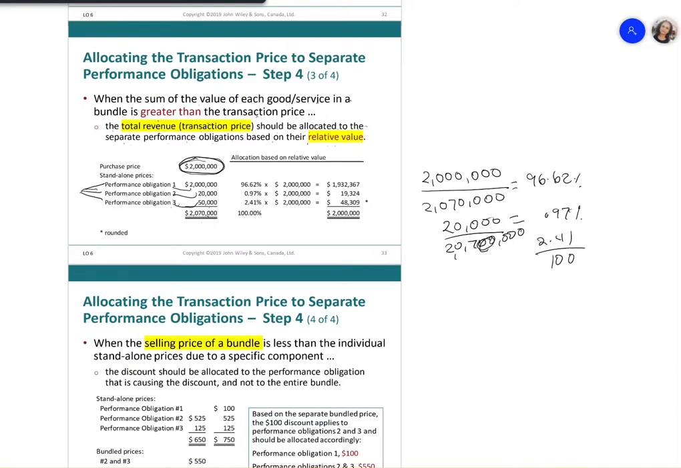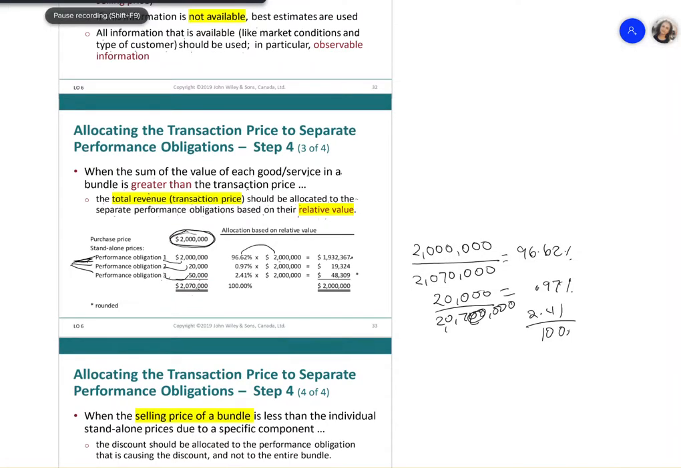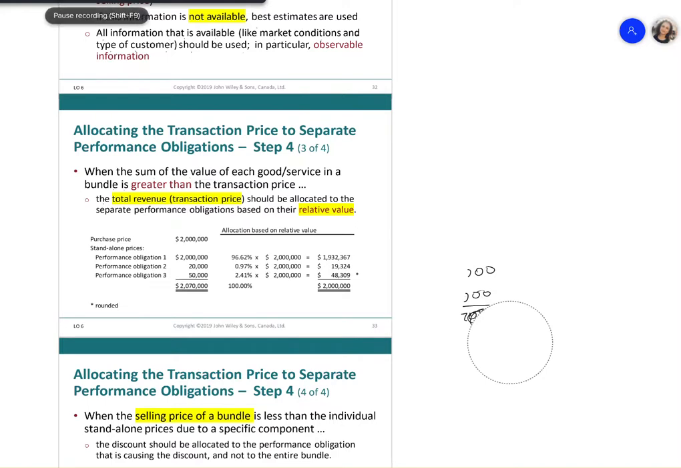This is equal to 100%. The transaction price is 2 million, and you multiply it by each percentage to get the transaction price for each performance obligation. So when you sell different performance obligations for one purchase price, how do we allocate the price to each of them? That's what we are trying to do here.